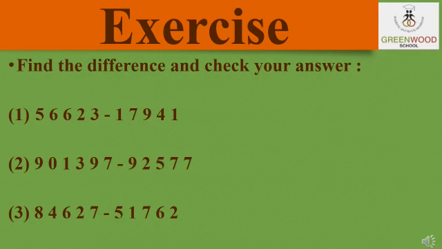First you have to find the difference of the given two numbers. Then you have to check whether the difference is correct or not. How will you do it? You will take the second number and the difference, add them, and if that number comes the same as the first number, that means your answer is correct.